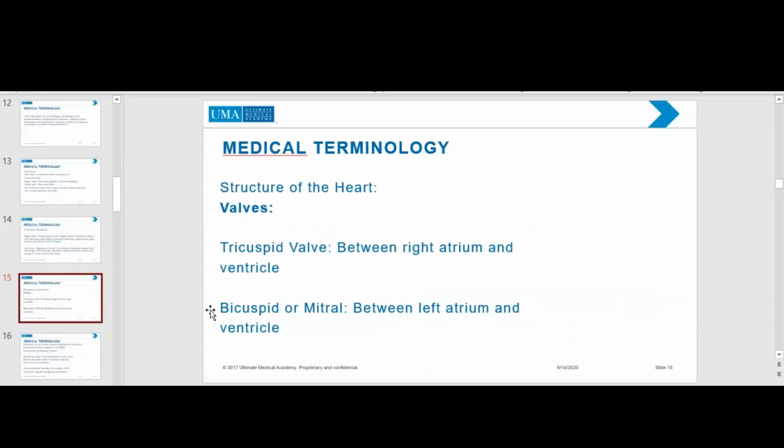The structure of the heart vessels. So you have the tricuspid valve, which is between the right atrium and the ventricle, and then you have the bicuspid or mitral valve between the left atrium and the ventricle.